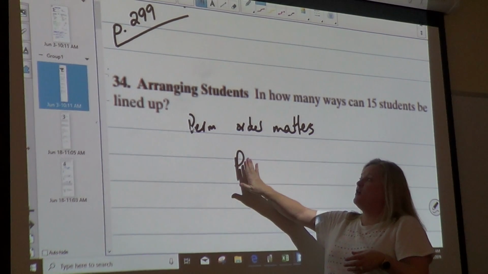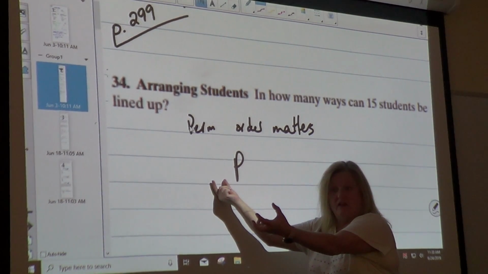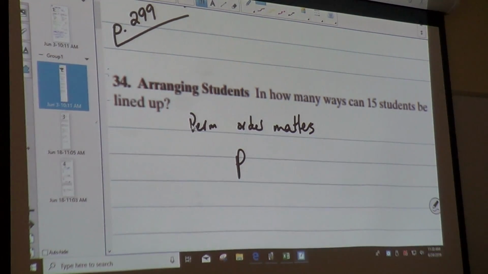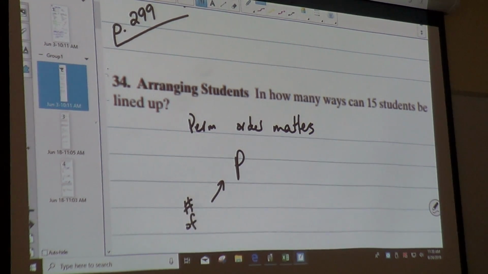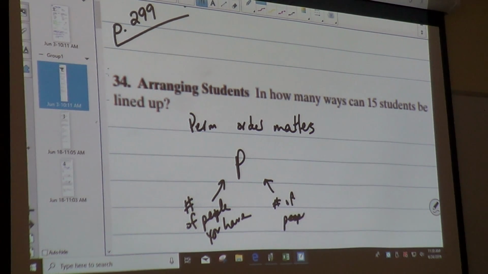So if we're doing it as a permutation problem, the first number is how many people do you have? And the second number is how many people are you using? So, my first number is the number of people you have. The second number is the number of people that you're using. So how many people do we have? 15. And how many people are we putting in line? 15. So we're doing a permutation of 15 people using all 15 of them.